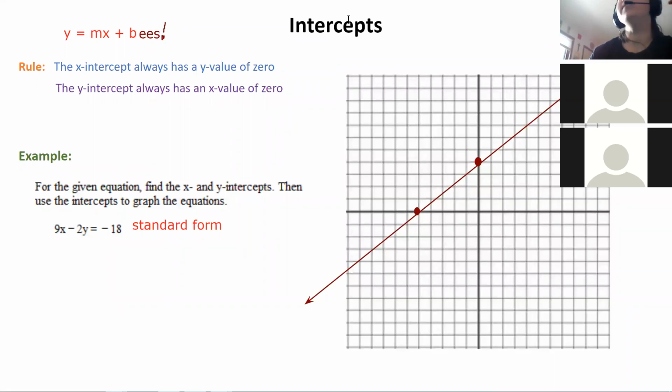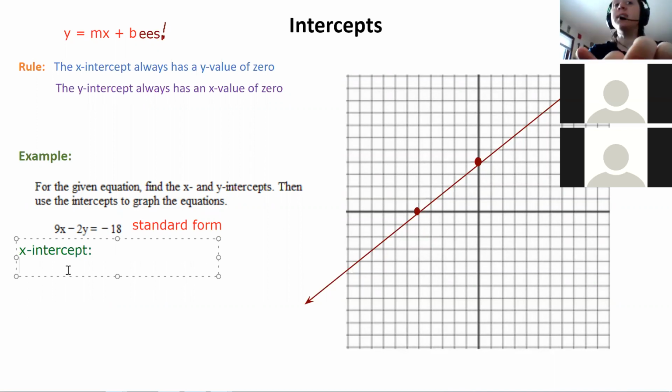Okay, but when it's in standard form, we want to find those intercepts because it helps us graph. So first, we're going to take our equation and find the x-intercept. And when we have an x-intercept, what did we say the other value was? Y. What did we say that y was? When we have an x-intercept, what number does the y turn into? 0. Right, good. Because it's meaningless. We don't need it. We want it to go away.